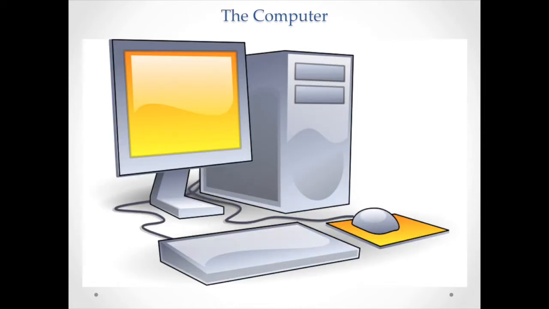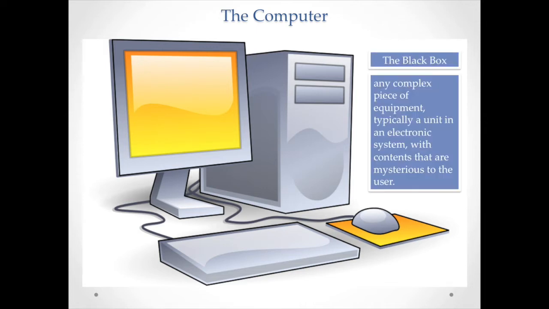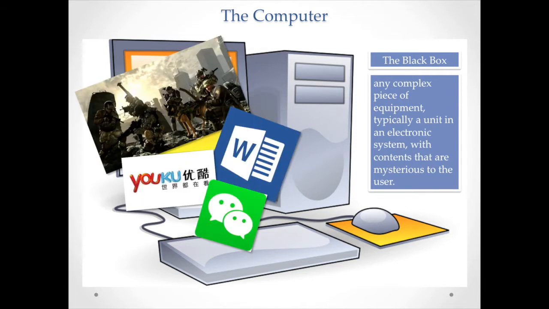When you look at the computer, many people essentially just use it. You have a user interface such as a keyboard and a mouse. But the problem is, how do things work? For example, it is a black box: any complex piece of equipment, typically a unit in an electronic system, with contents that are mysterious to the user. Most users, even computer science students, do not know how a computer system works.